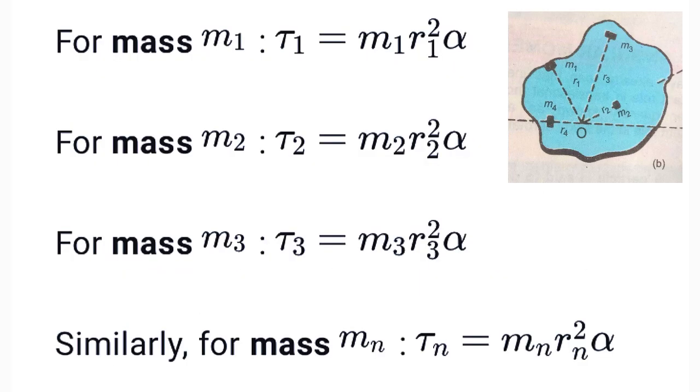For mass m1, torque 1 equals m1 r1² alpha. For mass m2, torque 2 equals m2 r2² alpha. For mass m3, torque 3 equals m3 r3² alpha. Similarly, for mass mn, torque n equals mn rn² alpha.